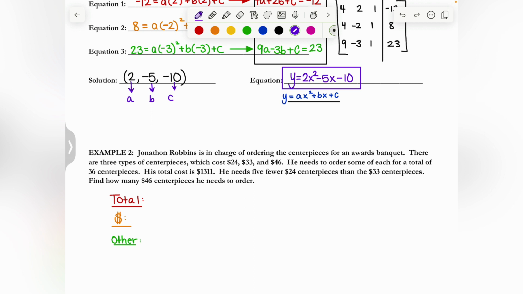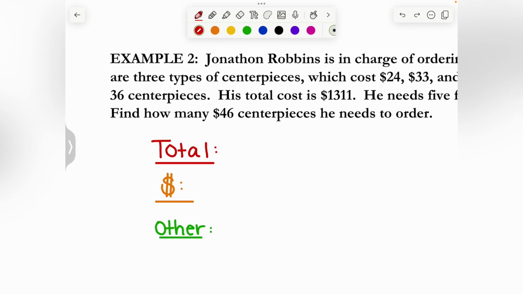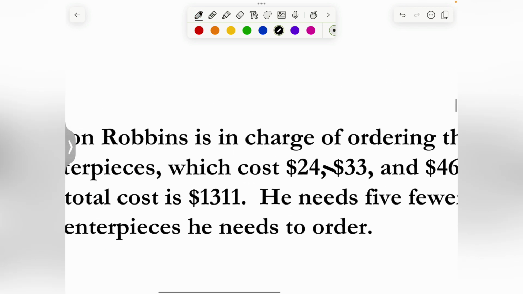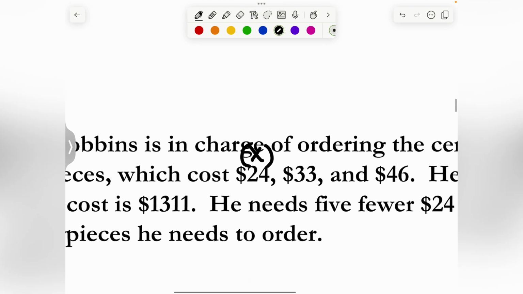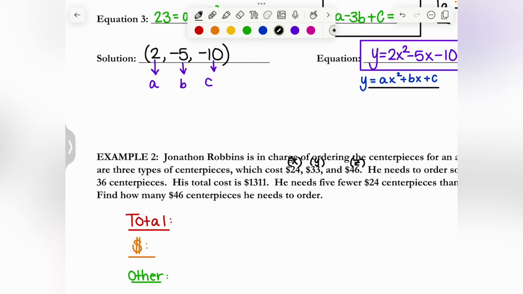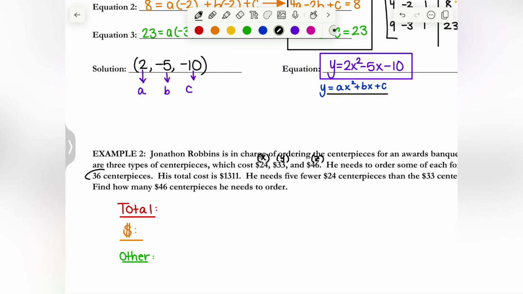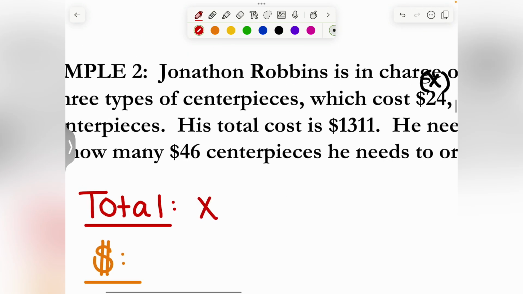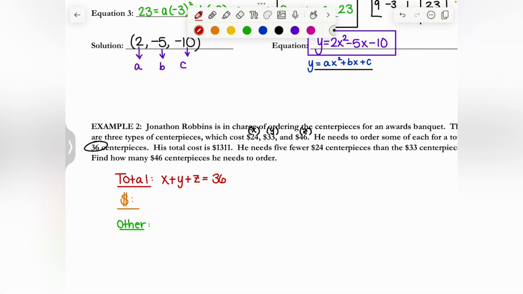That's a ton of information, so let's break it down. I already wrote this out. One thing I like to look for is that in a scenario like this, there are actually 3 unknowns. There are $24 pieces, which will make our X. There are $33 pieces, and that's our Y, with the $46 centerpieces as our Z. The total amount of centerpieces they need is 36. For the total amount, you're usually going to take the 3 things and add them together: X plus Y plus Z equals a total of 36 centerpieces in all.